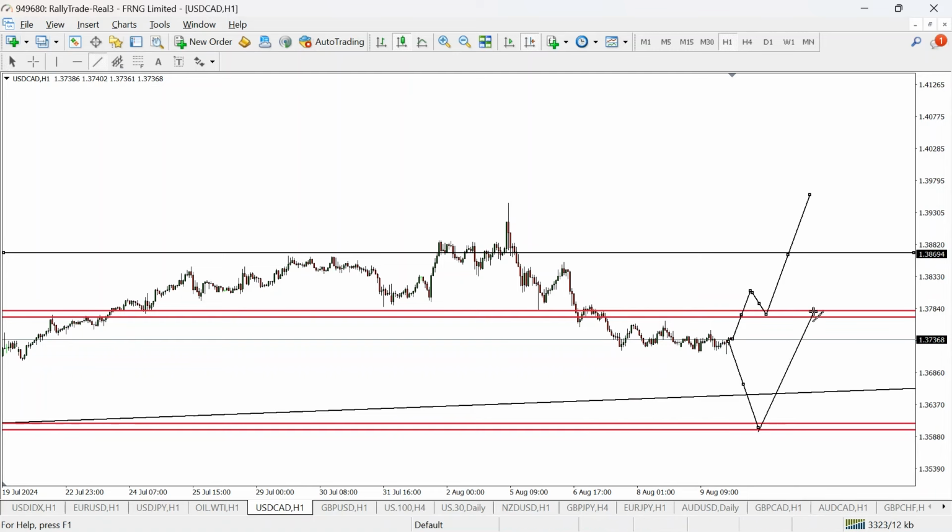Probably I'll buy to the upside, or I wait for price to break above. In case price doesn't come down here, I wait for price to break above, then come back to retest, give me a bullish candlestick pattern, then I can buy from there back to the upside. That is all.